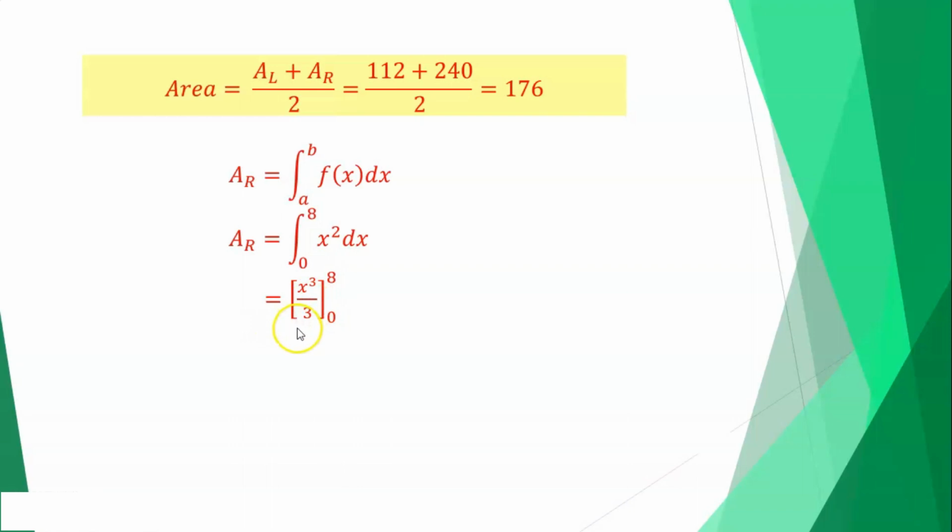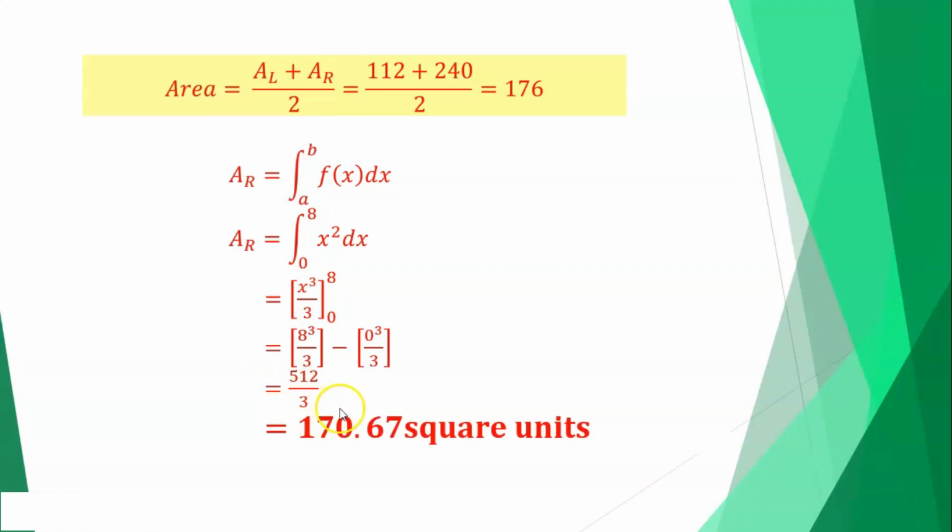So at this point, you substitute. So this would become 8 cubed for the upper limit and 0 cubed for the lower limit. So this would become 512 divided by 3. So the result here is 170.67 square units. So take note of that.